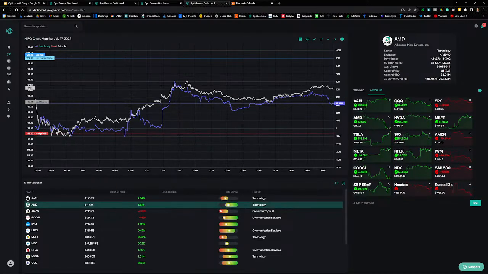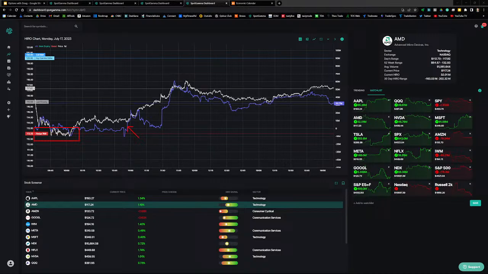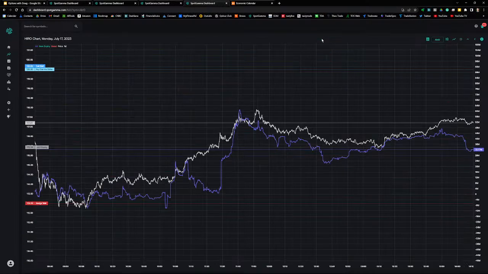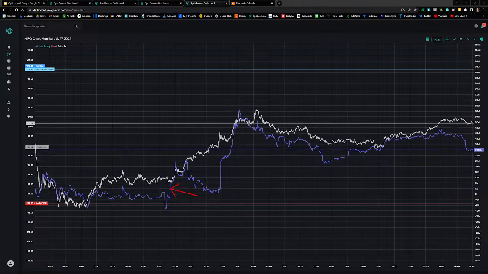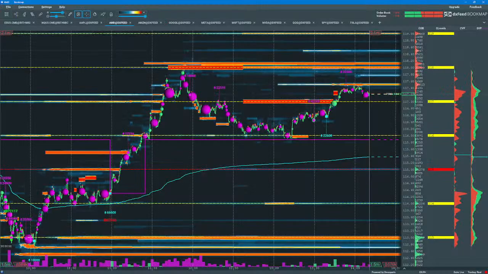Note the 113 hedge wall acted as support, and it took a while for price to get going, but options traders started taking positive delta positions and price started to move. Let's just zoom in on this. Price moves up, consolidates, and then starts to move higher as traders started taking positive delta positions. Let's go take a look at Bookmap. There's AMD.